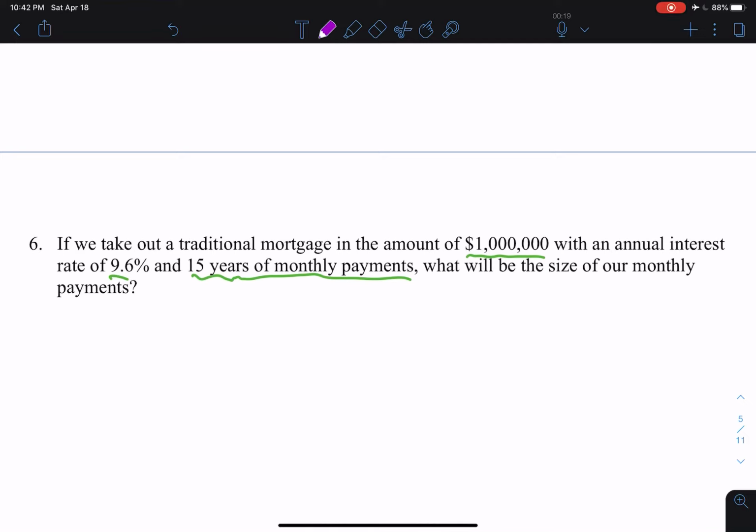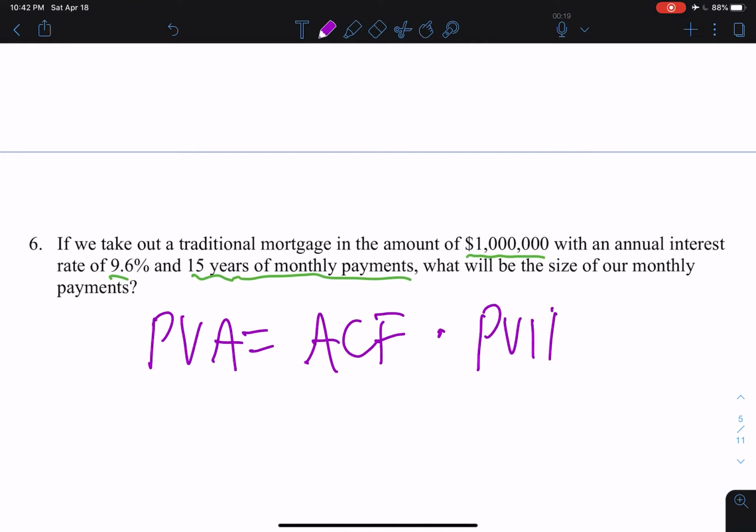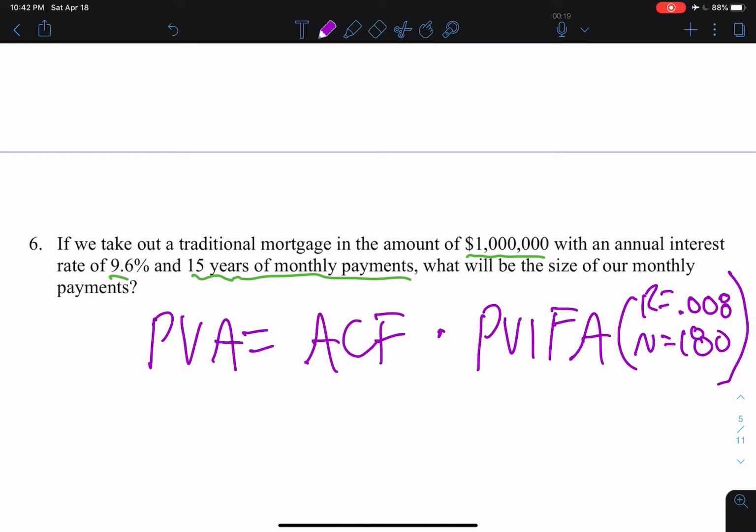Okay, so number 6. This is easy. Once again, we use application formula 4 that says present value of annuity equals annuity cash flow times the present value interest factor for an annuity. In this case, our R is 9.6% divided by 12, which is 0.8%, or 0.008 in decimal. And our N value will be 15 times 12 per year, or 180. Okay? So, that's our formula.